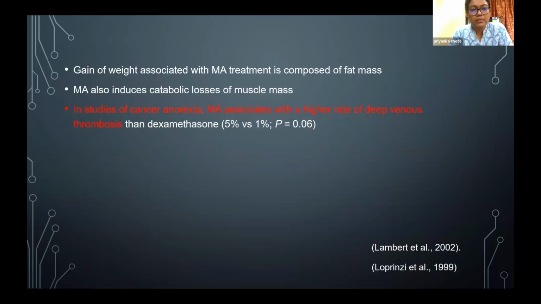Weight gain associated with megestrol acetate treatment is composed of fat mass. Megestrol acetate also induces catabolic losses of muscle mass. In studies of cancer cachexia, megestrol acetate is associated with a higher rate of deep venous thrombosis than dexamethasone, which is better to avoid in DVT.